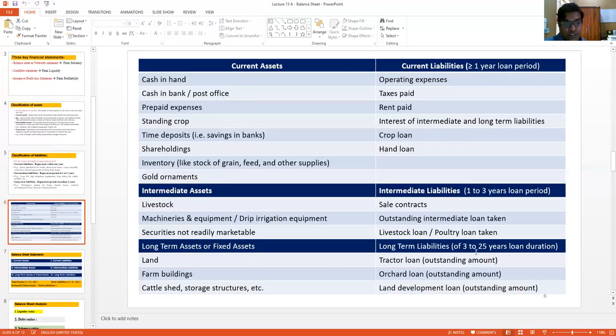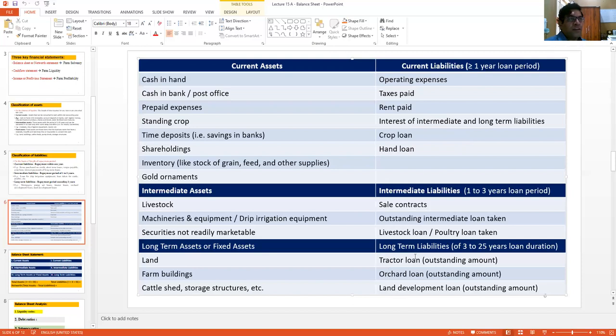That is longer duration, more than 3 years, up to 25 years, even 30 years. But generally, as a thumb rule, 3 to 25 years is the repayment period for the farmer, called long-term liability: tractor loan, orchard loan, land development loan. All the outstanding amount we have should be accounted in the long-term liability.